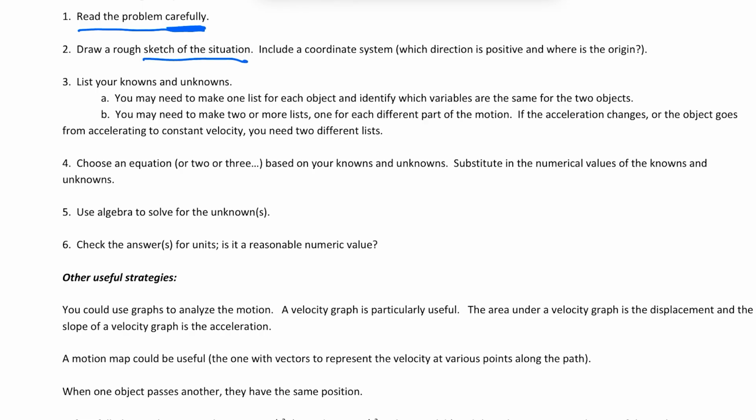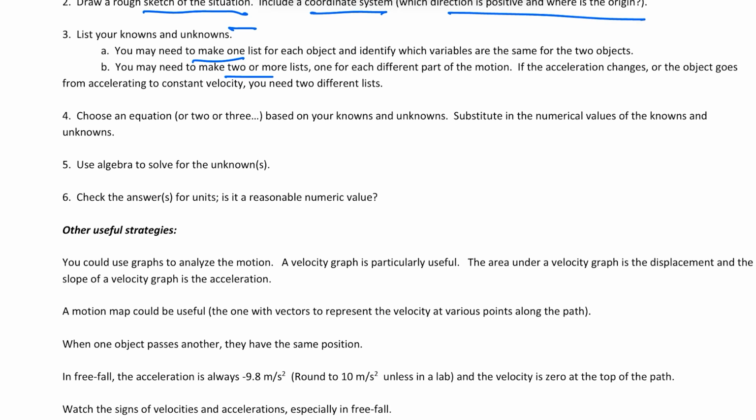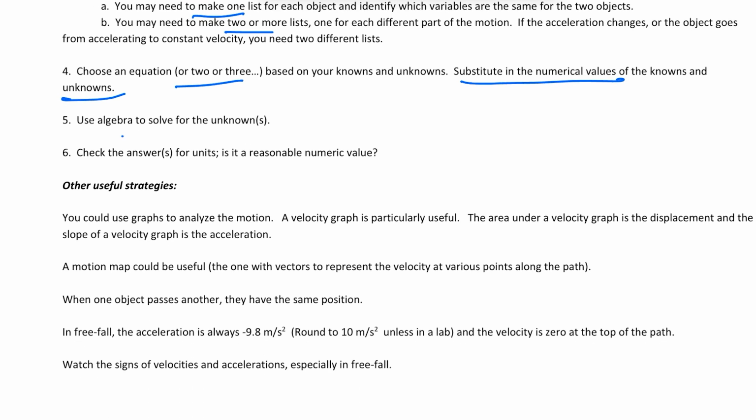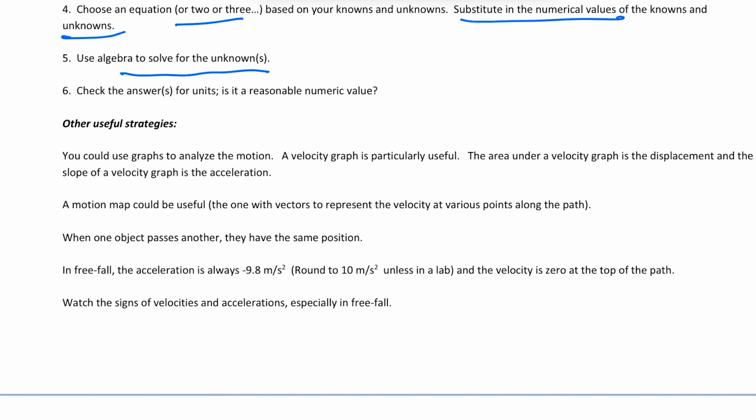I want you to draw a sketch. Include a coordinate system if possible, directions, list your unknowns. These are the steps I want you to do to solve every single problem from here on out, all right? Choose an equation, or 2 or 3. Substitute in numerical values or unknowns. Okay, boom. Use algebra to solve for the unknowns. This is where you're going to have to use varsity algebra. Check the answer for units. Is this number reasonable? Okay?